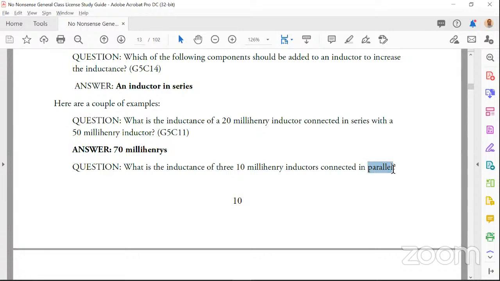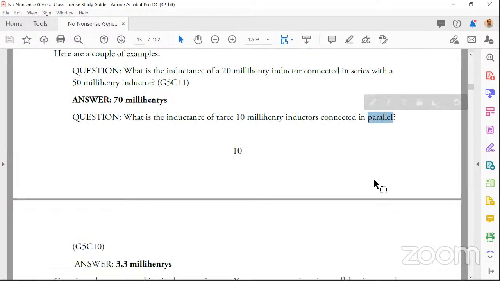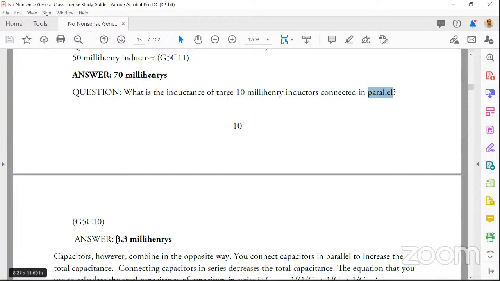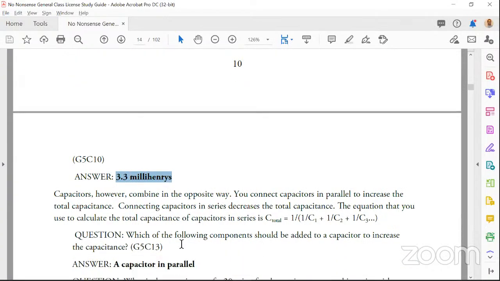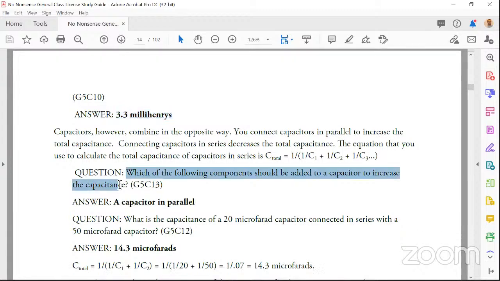Is it series? No, they told us parallel. So we use the appropriate formula, and we end up with 3.3 millihenries as the answer. Again, worked example in the last class.